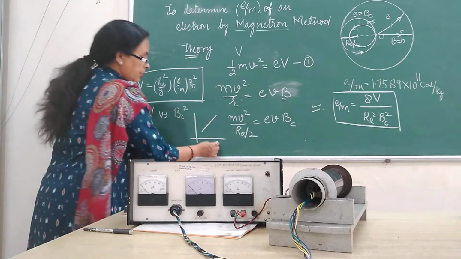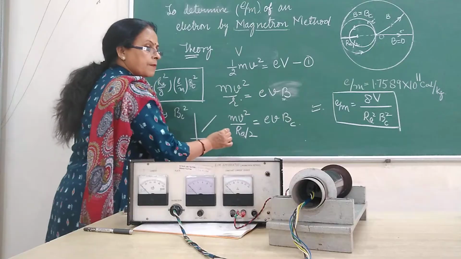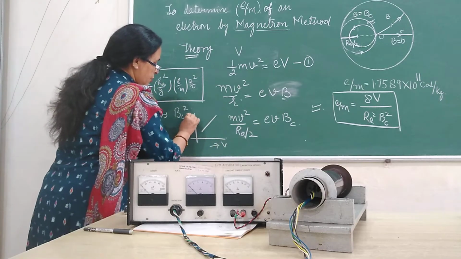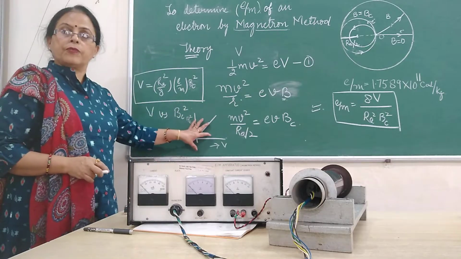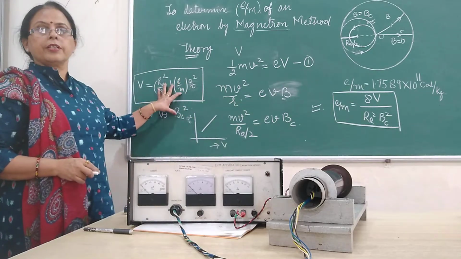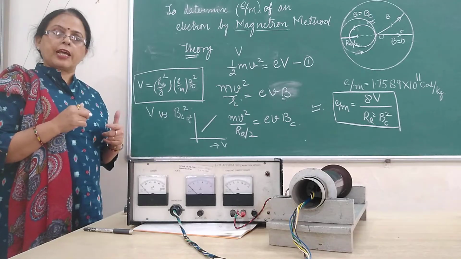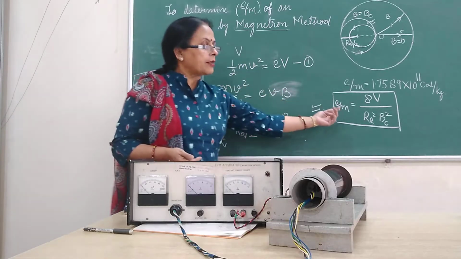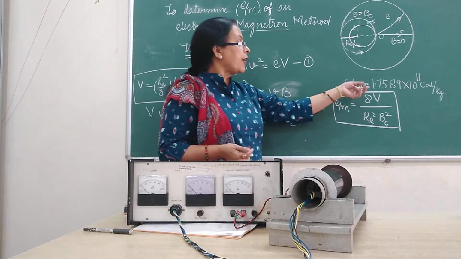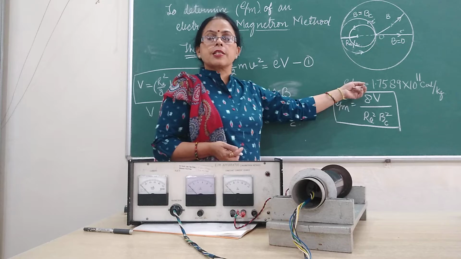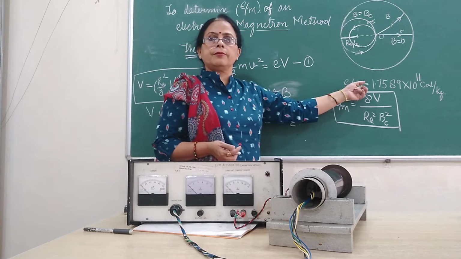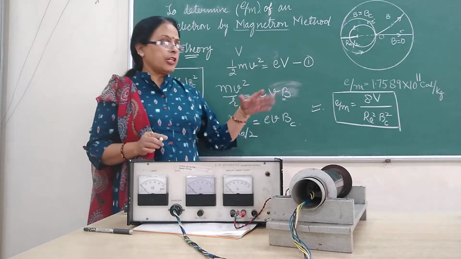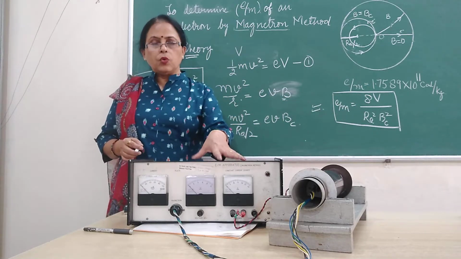We can find out the slope of the V versus BC square line, and then we can calculate e by m. So there are two ways we can calculate e by m: one by graphical method, the other by theoretical method. Then we can compare the value of e by m with the standard value and calculate the errors.